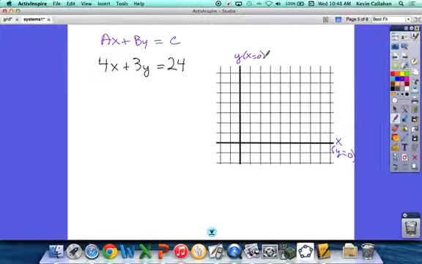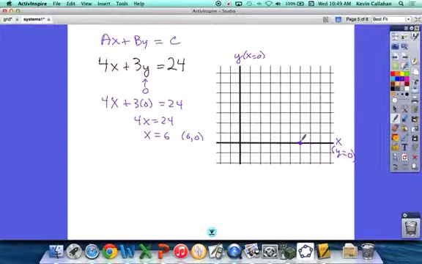So if you want to find the x-intercept, substitute y equals 0. 4 times x plus 3 times 0 equals 24. 4x equals 24. x equals 6. Right, so this is the point 6, 0. So go 1, 2, 3, 4, 5, 6.